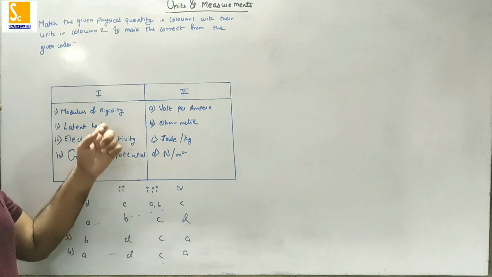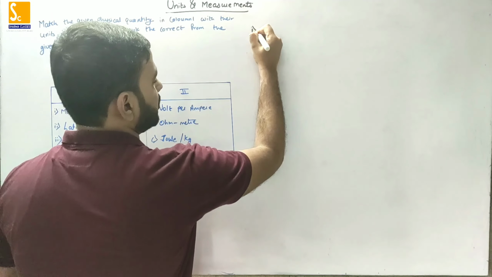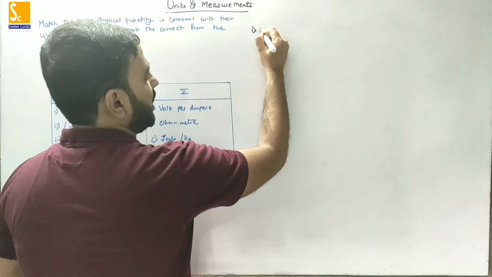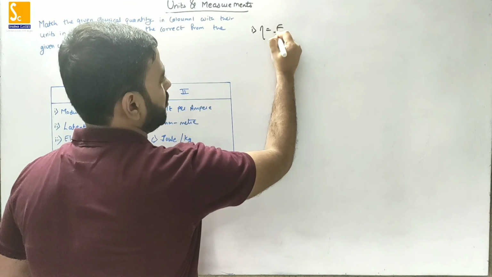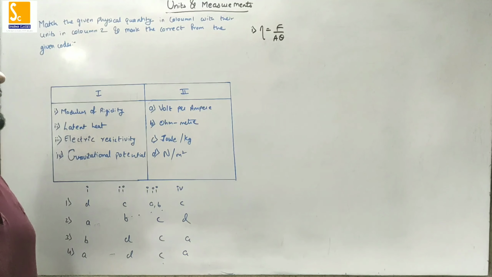So let's start with the first physical quantity, that is modulus of rigidity. So first one, modulus of rigidity. तो सबसे पहले हम फॉर्मूला देखेंगे. क्या फॉर्मूला है फॉर मॉड्यूलस ऑफ रिजिडिटी? We know that force upon A theta. This is the formula for modulus of rigidity.